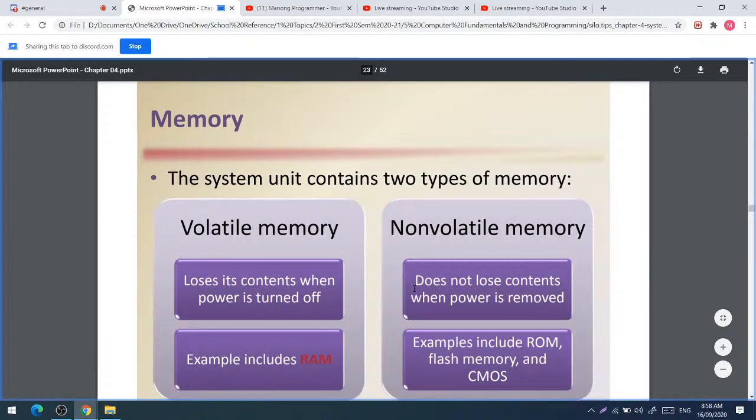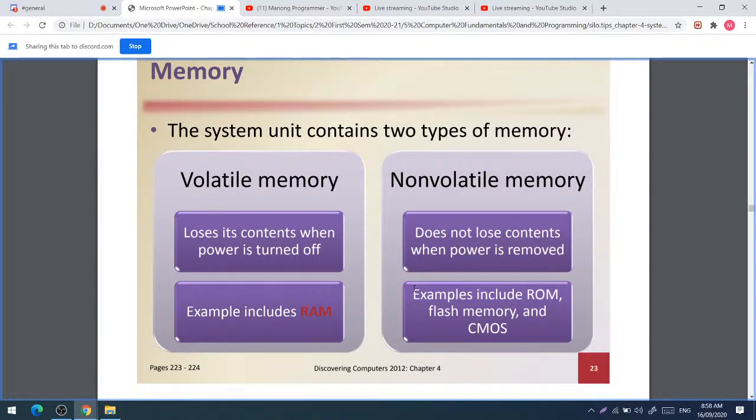So, memory. There are two types of memory: the volatile and the non-volatile. Non-volatile is considered as permanent storage, meaning it does not lose content when power is removed. Examples of permanent storage are memory cards and flash drives. So, even if it is not plugged in, our files are still there.